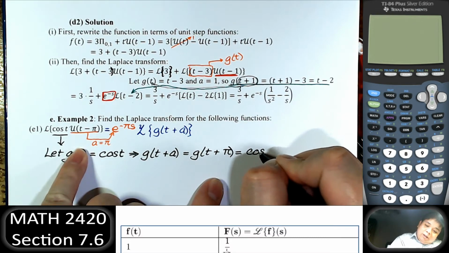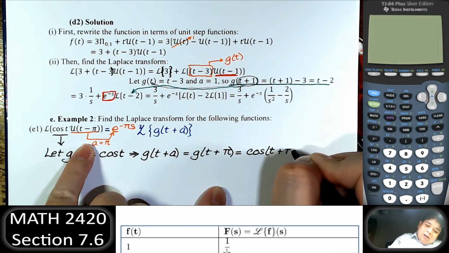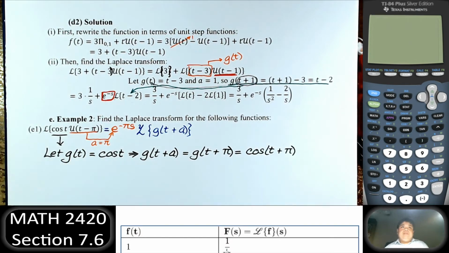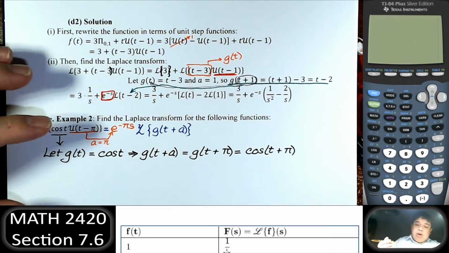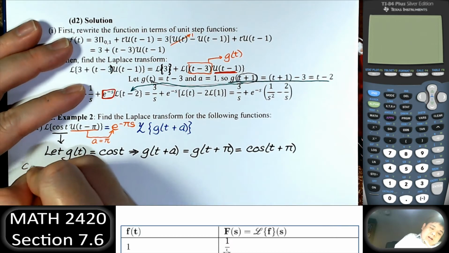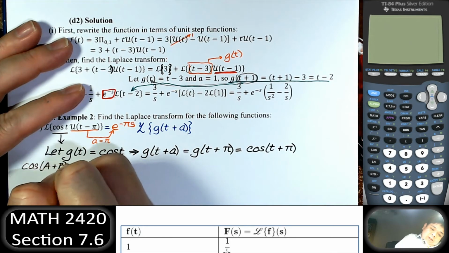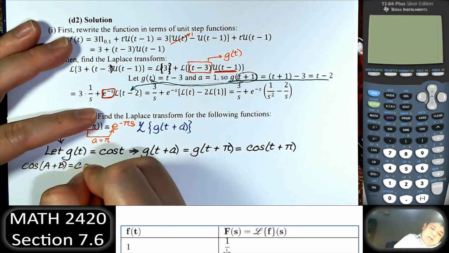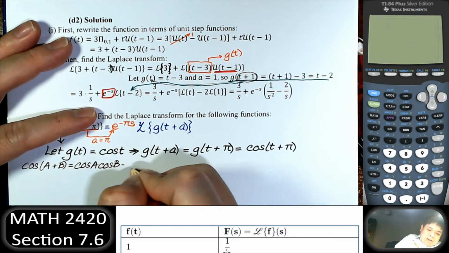cosine of t plus pi. Right. Now we have a cosine of a sum. Now this will come in handy. Cosine of a sum is going to be cosine A cosine B minus sine A sine B.